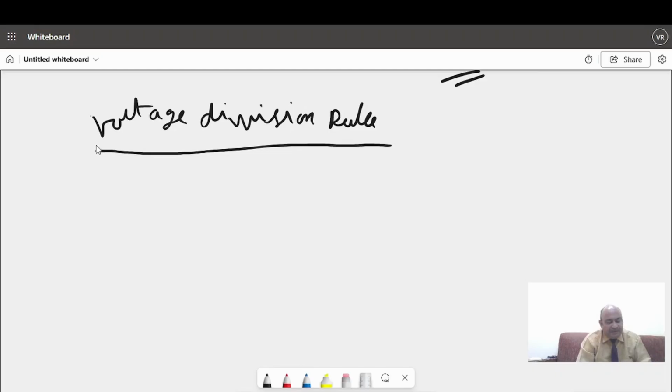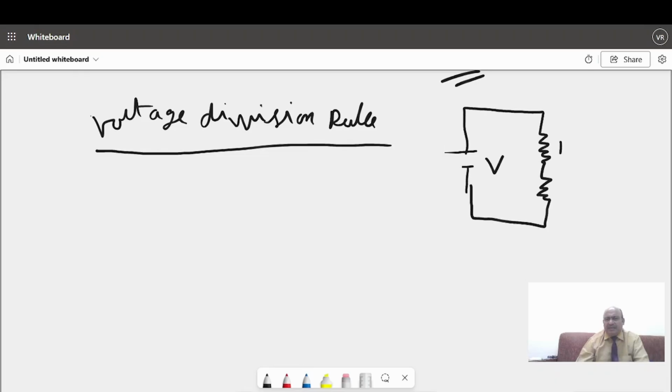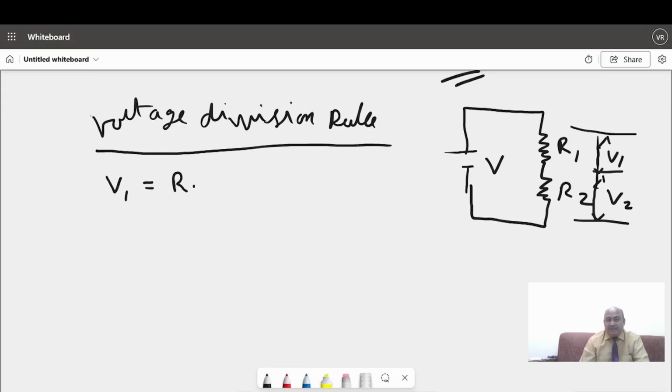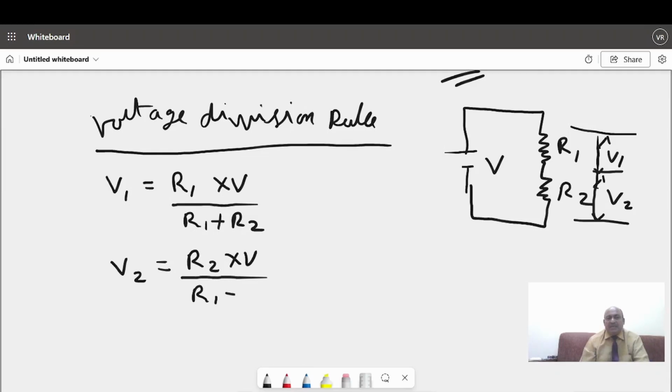Voltage divide rule. For example, one example I will give you. This is a voltage supply connected to 2 resistances. This is V or E. This is R1, so the voltage across R1 is V1. Voltage across R2 is V2. If you want to calculate V1 without calculating current, V1 is equal to R1 into V divided by R1 plus R2. To calculate V2, it is R2 into V divided by R1 plus R2.